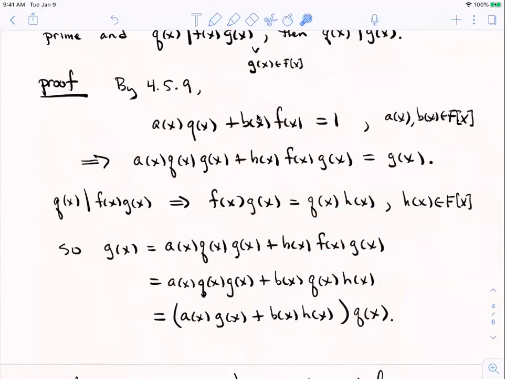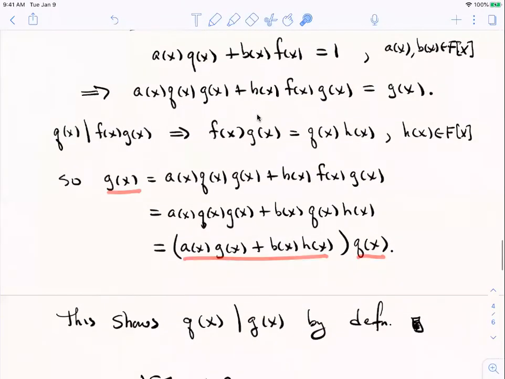All right, and now you can see in this sum, I've got a q of x in both summands. It's in aqg over here, and bqh, so in both places, actually. So you can factor it out. So what have we shown? We've shown that g is a polynomial multiple of q. Well, that exactly means that q divides g. That's the proof of that theorem.